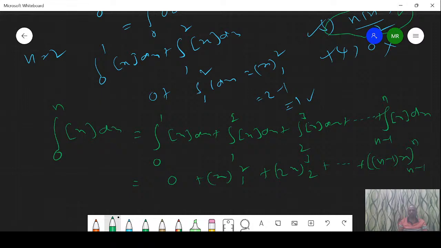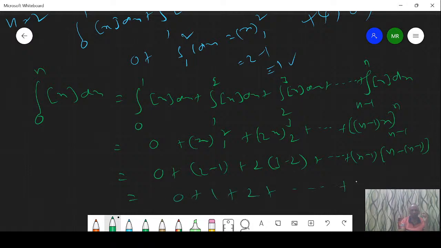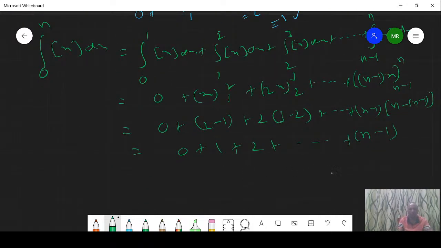Correct. You can see what you get when simplifying this. Applying the limits, the first is 0, then 1 into 2 minus 1, then 2 into 3 minus 2, the difference of this, and so on, up to n minus 1 into n minus of n minus 1. So this is 0, plus 1, plus 2, and so on, up to n minus 1. They are asking the sum of n natural numbers; this is the sum of n minus 1, sigma of n minus 1.